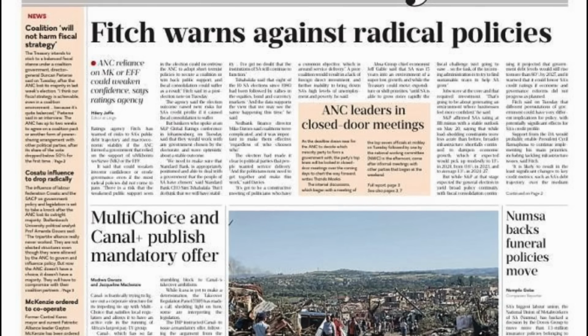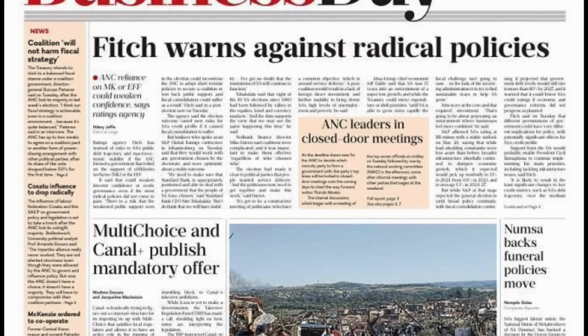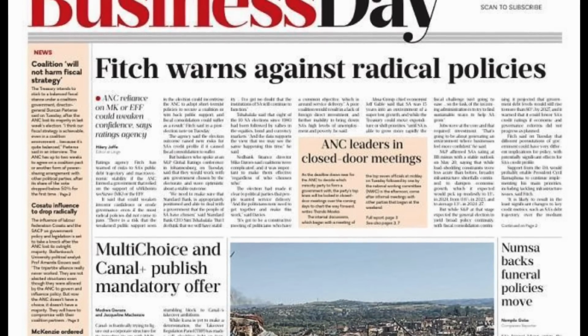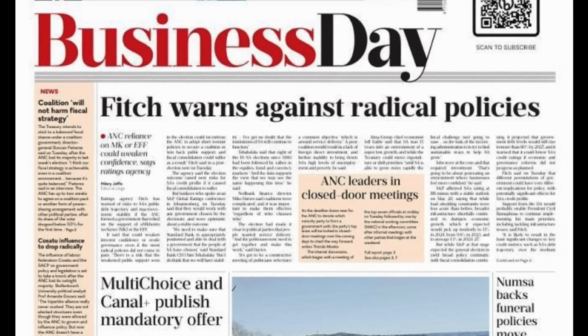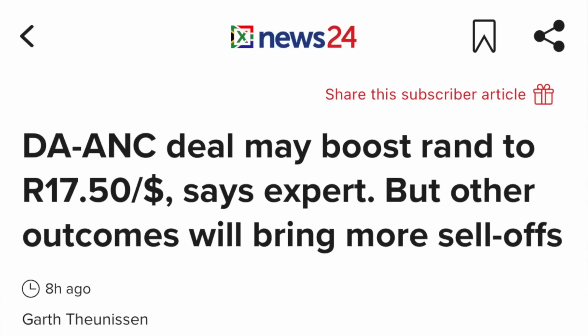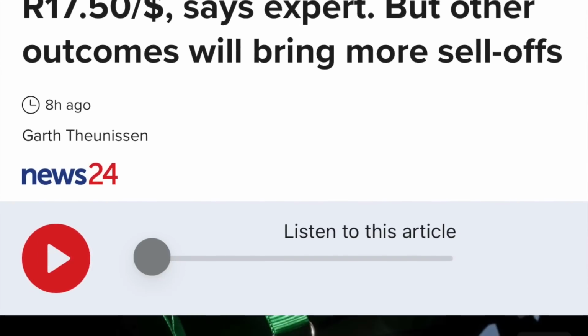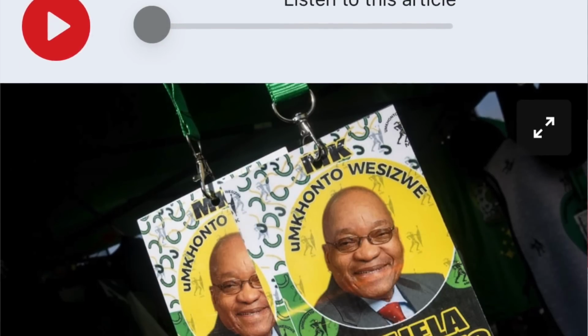Today, we're going to talk about the risk of a currency collapse. We've seen a lot of discussion in the media that the markets prefer a DA and ANC coalition. And the reason why a lot of people say they prefer this is because they're trying to avoid a currency collapse. So just how real is that risk and what are the consequences of a potential currency collapse? And is it really a fair risk or fear in the South African market? So we're going to explore all of that.